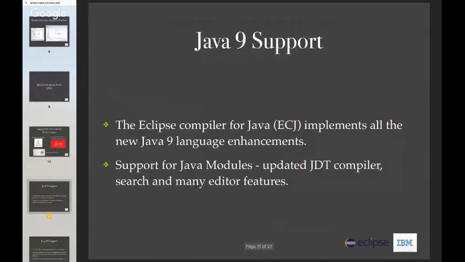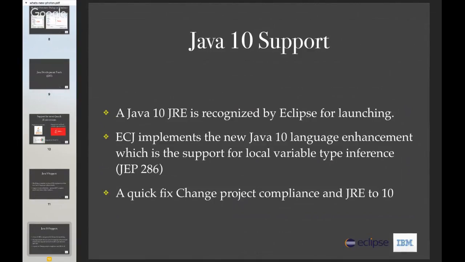So Java 9 support: the ECJ, or Eclipse Compiler for Java, implements all the new Java language enhancements. The JDT compiler and other JDT features such as search and editor have all been updated to support the Java modules. And Java 10 support: the Java 10 JRE is recognized by Eclipse for launching, and ECJ implements the new Java 10 language enhancement, which is the support for local variable type inference, which is nothing but the type var.